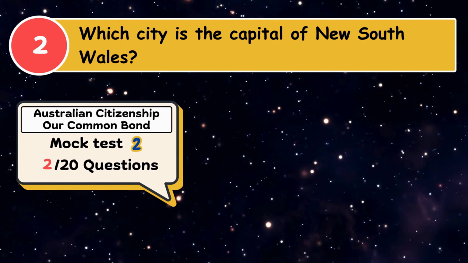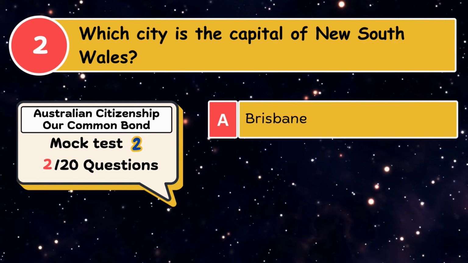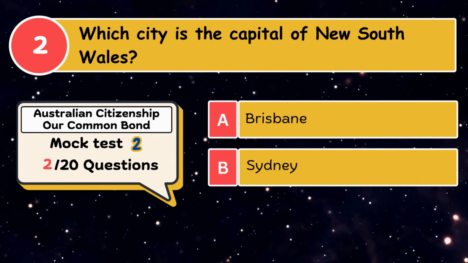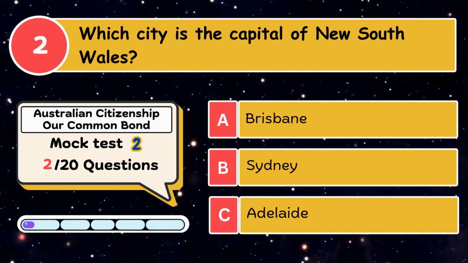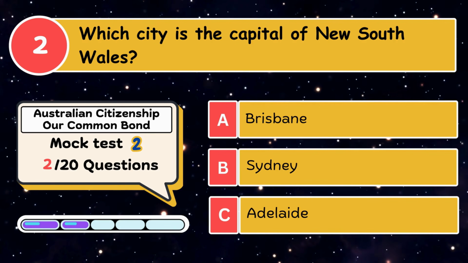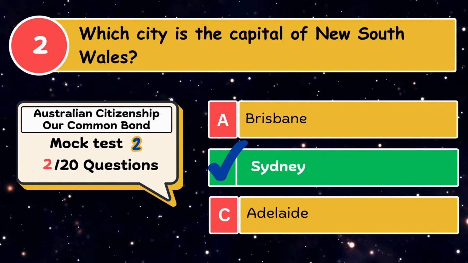Which city is the capital of New South Wales? A. Brisbane. B. Sydney. C. Adelaide. The correct answer is Sydney.